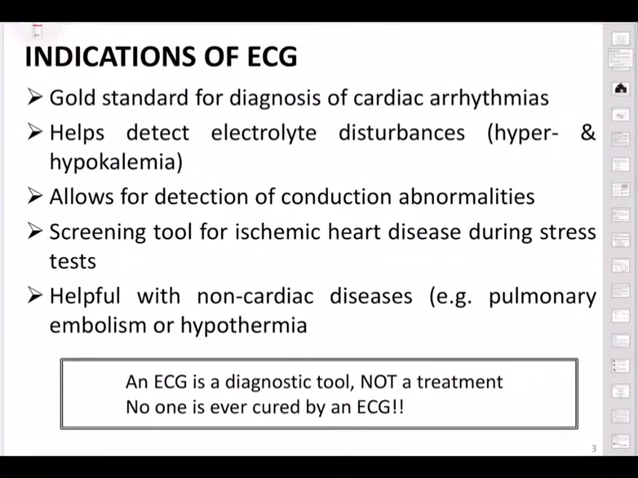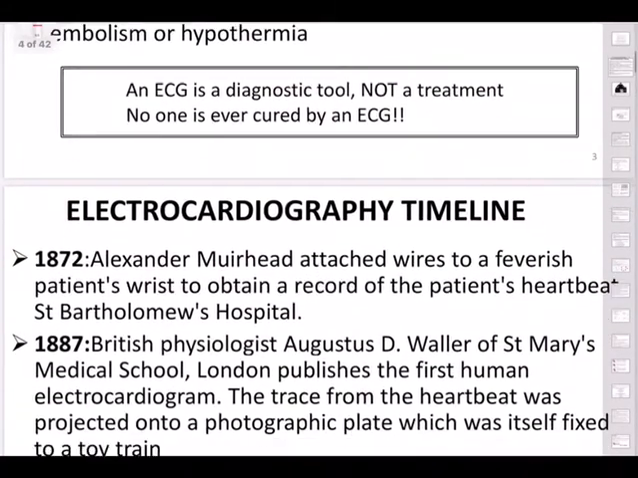What are the indications of ECG? Gold standard for diagnosis of cardiac arrhythmias, any defect. It helps to detect electrolyte disturbances, whether hyperkalemia or hypokalemia. It allows detection of conduction abnormalities, any abnormalities of the heart, and is a screening tool for ischemic heart disease during stress tests. It is also helpful with non-cardiac diseases, for example pulmonary embolism or hypothermia. And remember, ECG is only a tool, it's not a treatment.